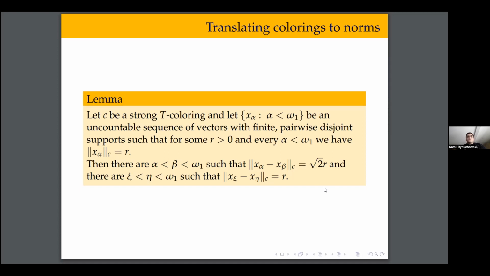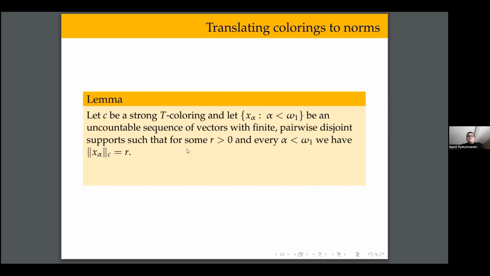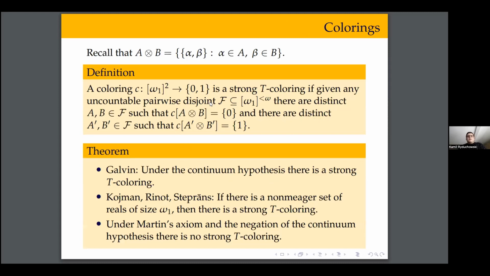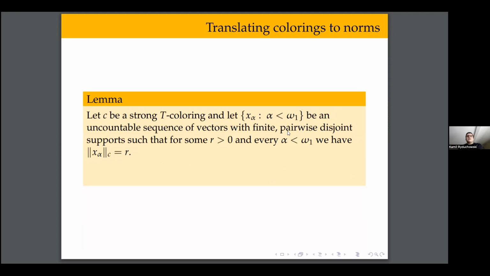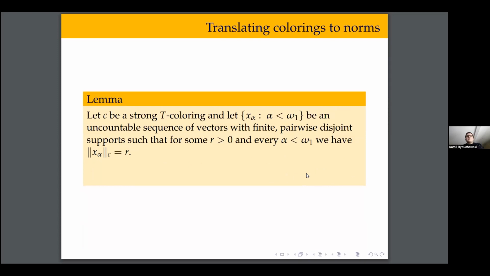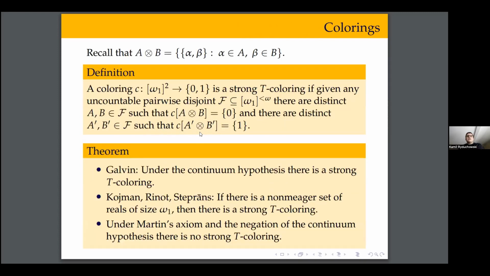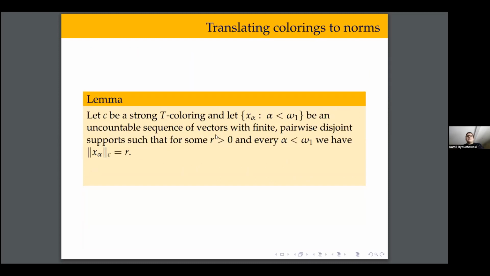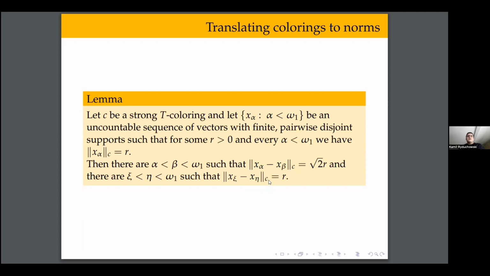And the proof is very natural. We have this uncountable sequence of vectors, and they have finite pairwise disjoint supports. So by the definition of a strong T-coloring, there are two supports such that all the edges between them get color 0, which gives us this L2-style behavior, namely this equality. And there are two supports such that all the edges between them get color 1, and this gives us the infinity-norm-style behavior, so the equality with R here.